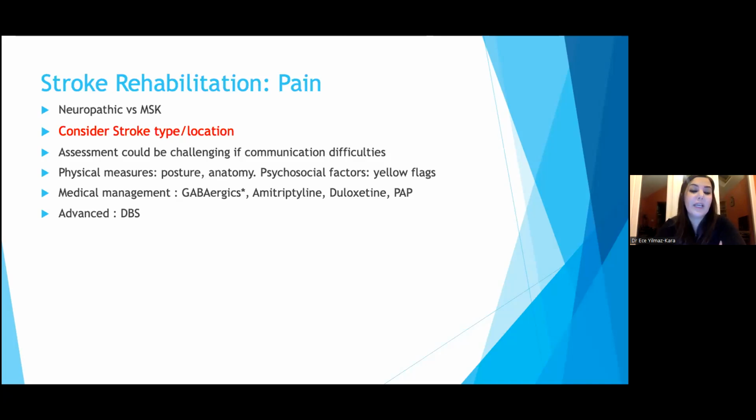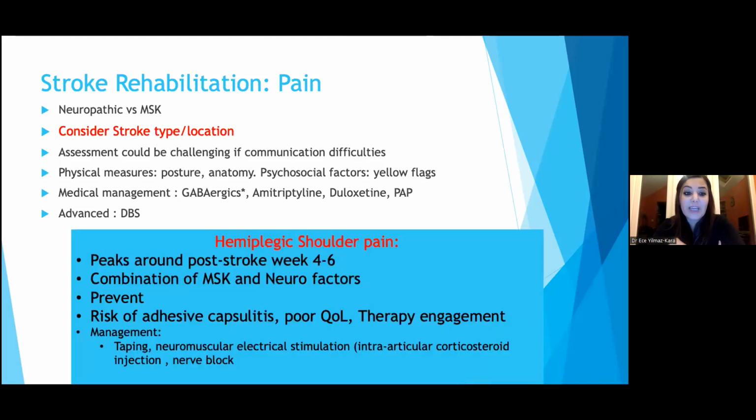So we'll utilize GABAergics, amitriptyline, duloxetine, and obviously good old paracetamol. And we can also consider advanced options. Hemiplegic shoulder pain as a specific entity for stroke rehab.